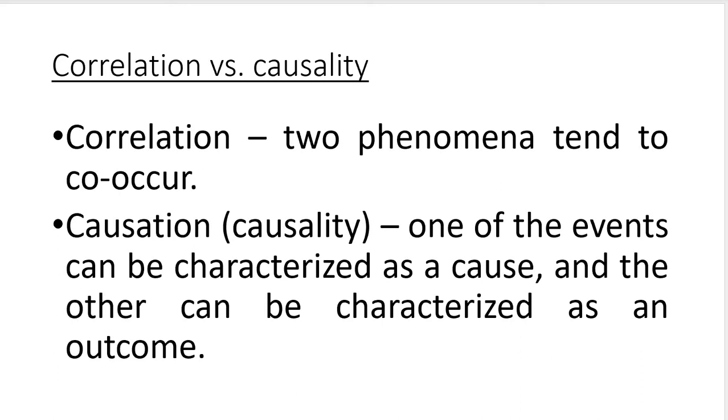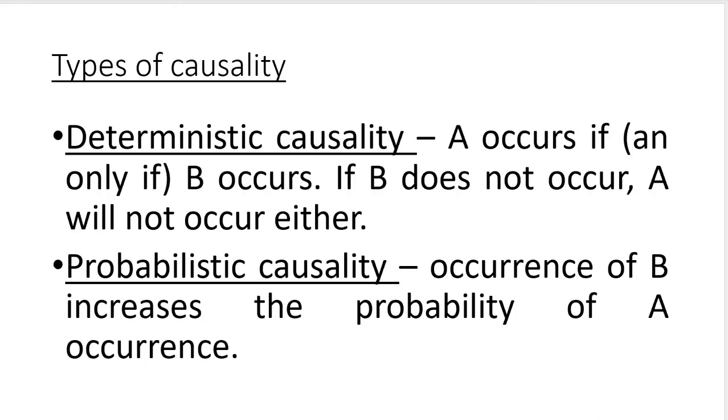But before we proceed, let's discuss types of causality. We are mostly dealing with two concepts of causality, although there are many more of them. But mostly we distinguish between deterministic causality and probabilistic causality. Deterministic causality means that event A occurs if and only if event B occurs. If B does not occur, A will not occur either. Probabilistic causality means that the occurrence of event B increases the probability of event A occurring.